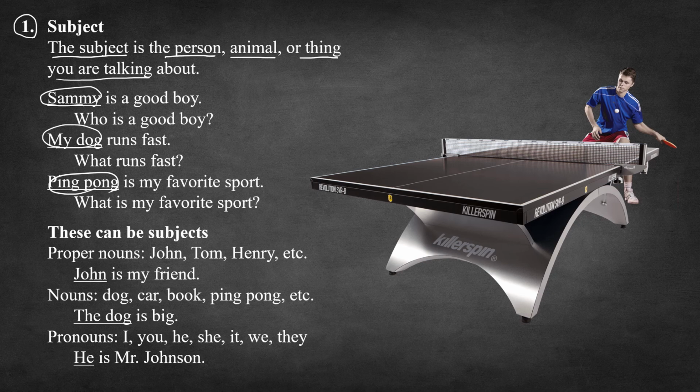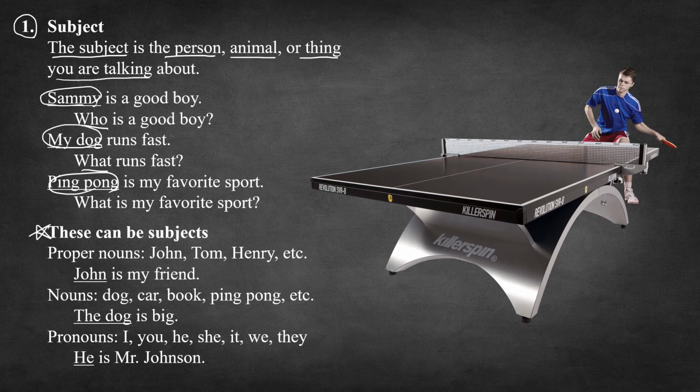If you want to find out what the subject is, you can use who or what. Just like, who is a good boy? Sammy. Sammy is a good boy. What runs fast? My dog. My dog runs fast. What is my favorite sport? Ping pong is my favorite sport.